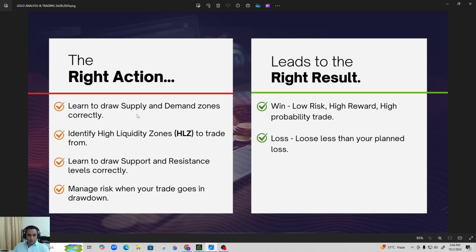So I teach how to draw supply demand zones correctly. I teach how to identify high liquidity zones to trade from, or HLZ. I teach how to draw support and resistance levels correctly. And I teach how to manage risk when your trade goes in drawdown. So if you do these 4 things correctly, you will either have a win or a loss. If you have a win, your win will very likely be a low risk, high reward, high probability trade. And if you have a loss, it's very likely that you will lose less than what you had planned to lose initially.